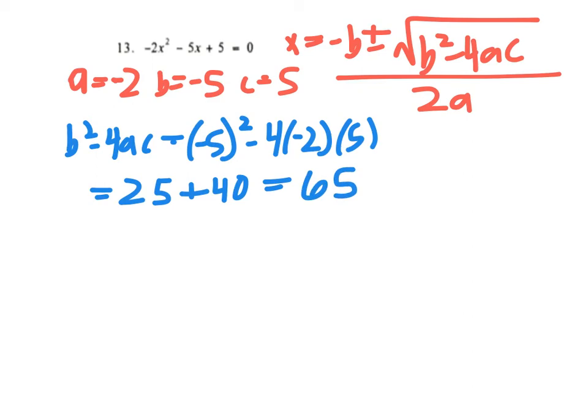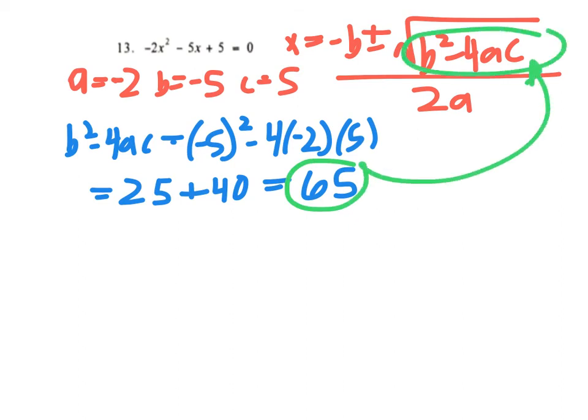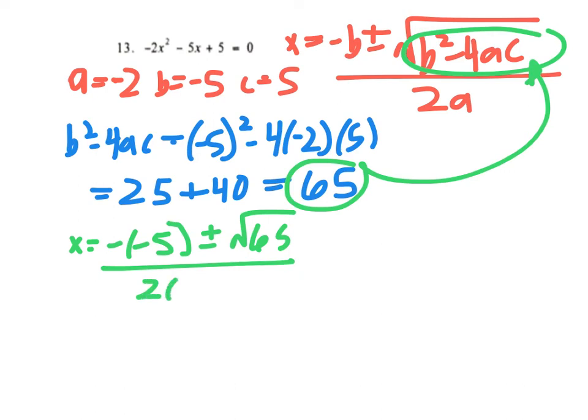Again, I'm going to take that 65 and we're going to replace everything underneath my square root with it and plug in our other variables. So I have x equals negative 5 plus or minus the square root of 65 all over 2 times negative 2. That would really give me a positive 5 plus or minus, let's type in the square root of 65, which is 8.1, all divided by negative 4.